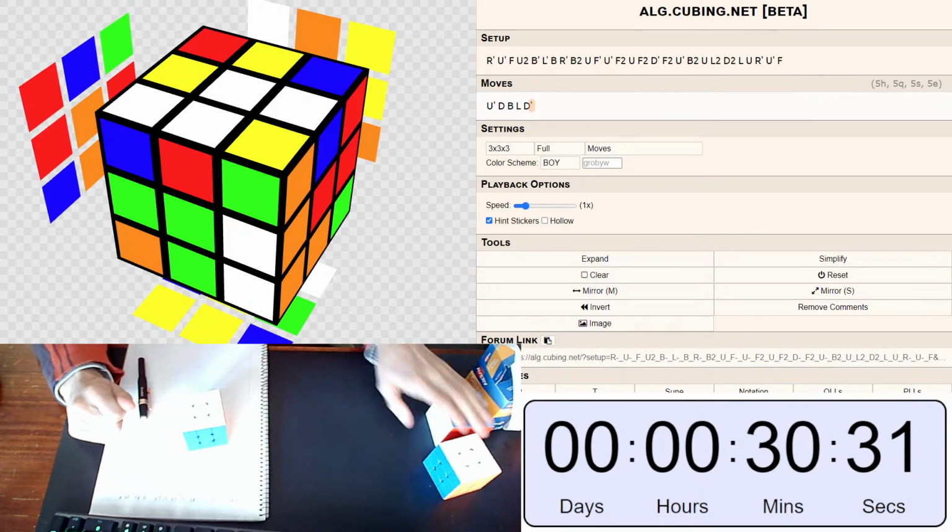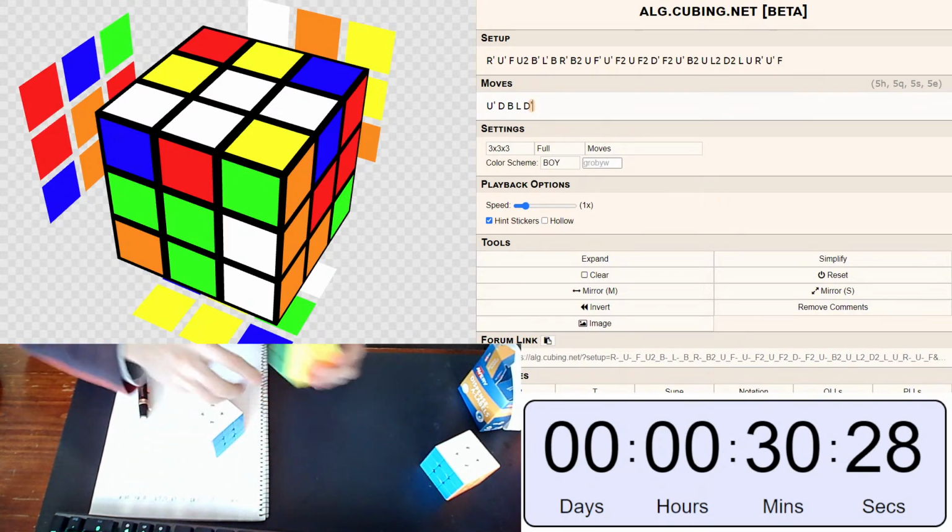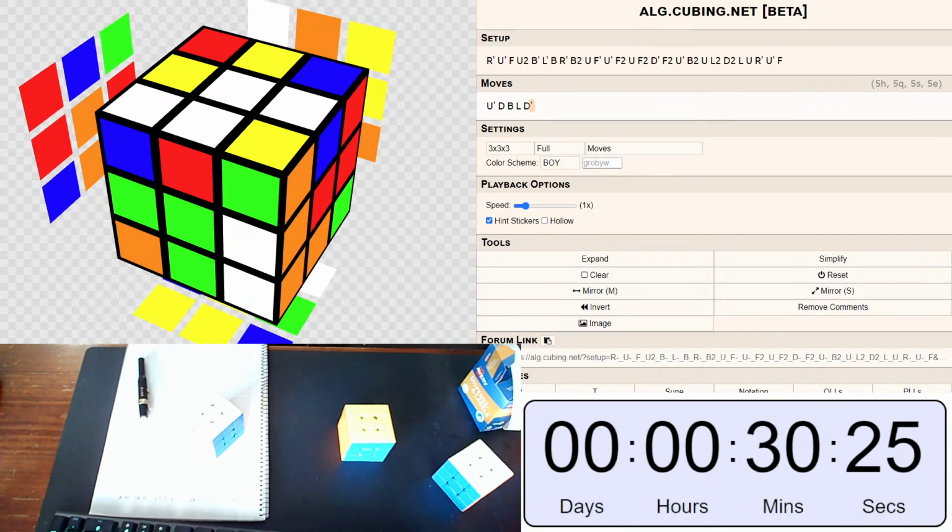What is DR, Cave Jam? Okay, DR is domino reduction. Let me go get my domino cube.